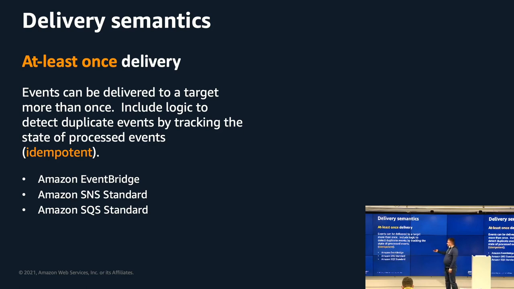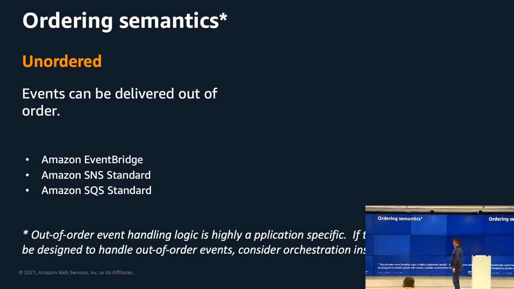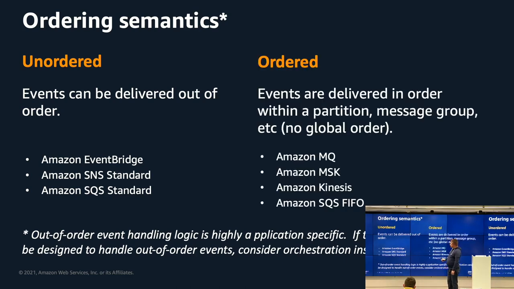So again, EventBridge and standard SQS can provide that. But if you need exactly-once delivery, you can use other services like Kinesis or SQS FIFO, or with some effort, Kafka or Amazon MSK. Then again about the ordering semantics. Whether you need ordered events, so you don't care in what order they come, and again Amazon EventBridge and standard SQS can provide you that, or you specifically need an ordered stream of events, right? And again, in that case, you would like to use Kinesis or SQS FIFO.